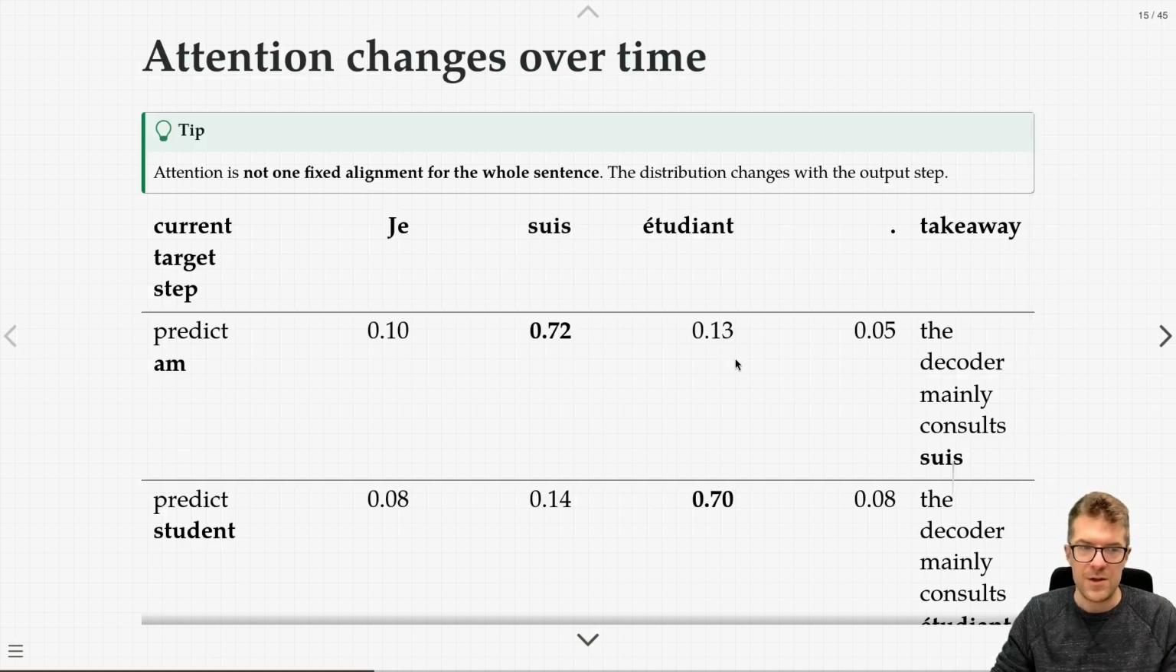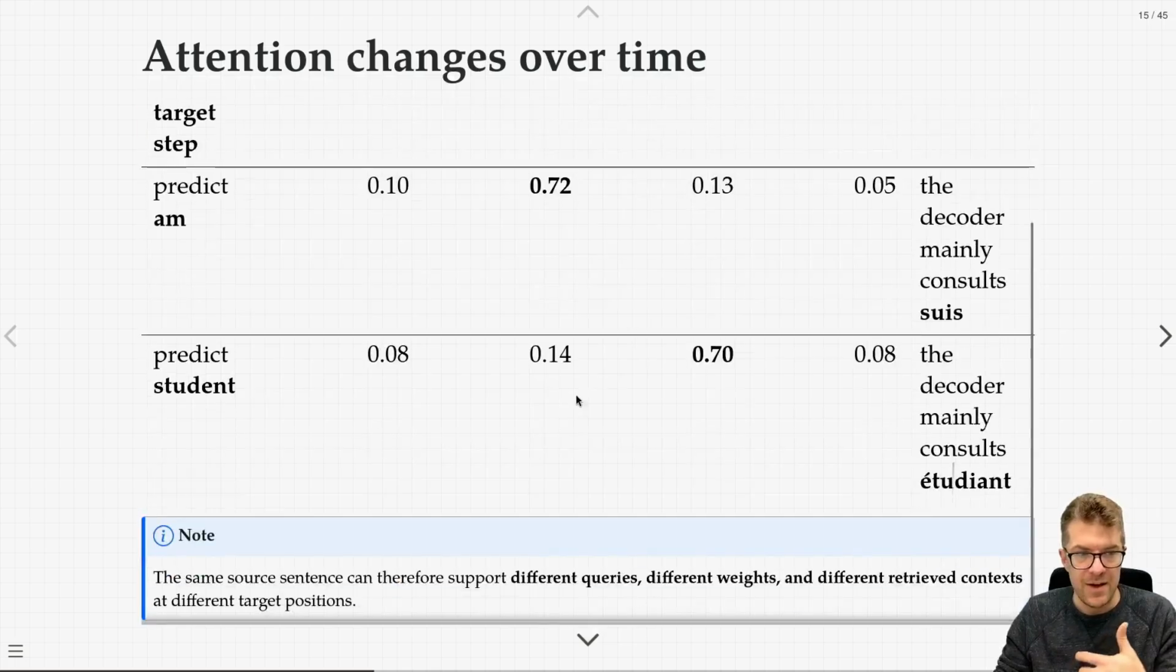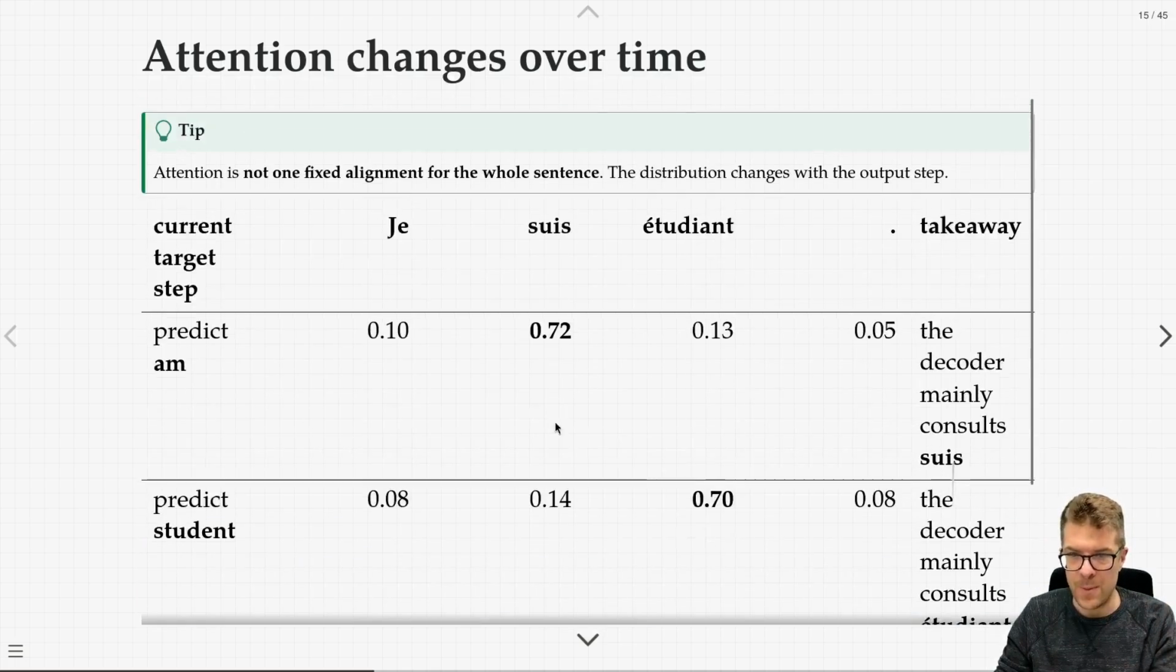So when I'm about to produce the word am, I would like the decoder to be mostly paying attention to the word suis in the input, and then taking information from the word suis, whatever information is in the word suis that's relevant to me, I want to use it for my decoding to produce the word am. Later, when I'm about to predict the word student, like we saw a moment ago, the whole attention changes. These are all values of alpha.